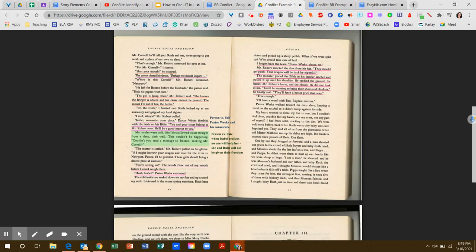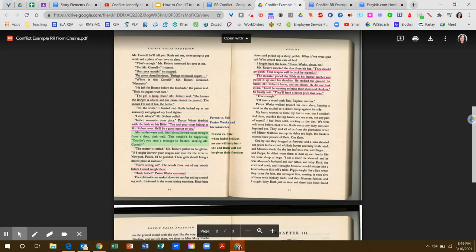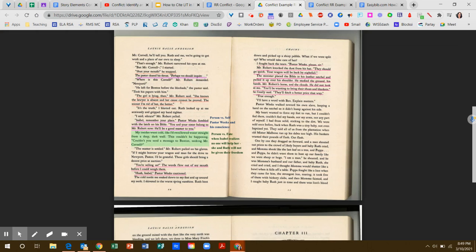Pastor Weeks shows a little bit of internal conflict himself here because he clears his throat up here, right? And he says, perhaps we should inquire about this. Maybe there is a paper. He's shot down immediately by Mr. Robert, who says that Isabel's lying. And so Isabel doesn't have any internal conflict about this.